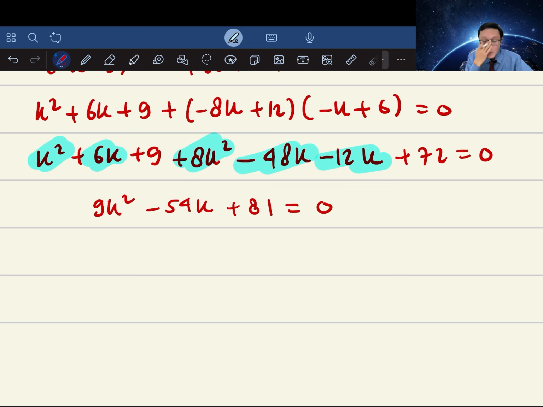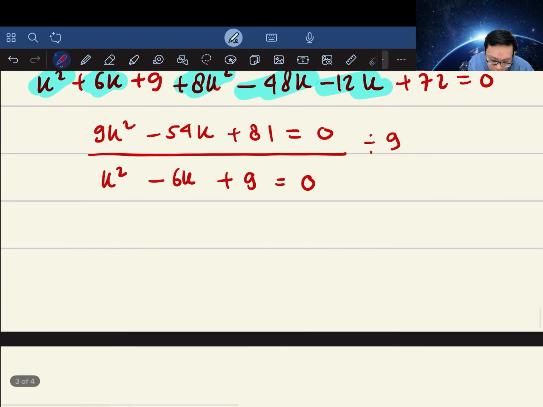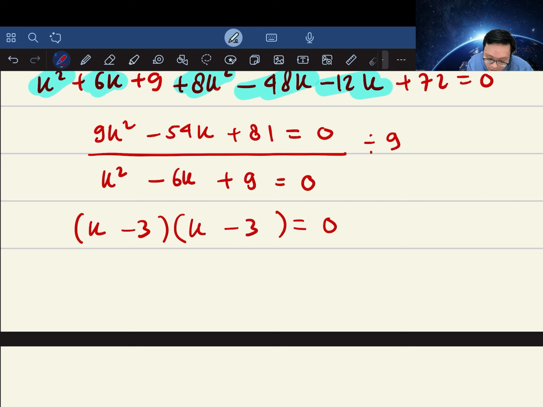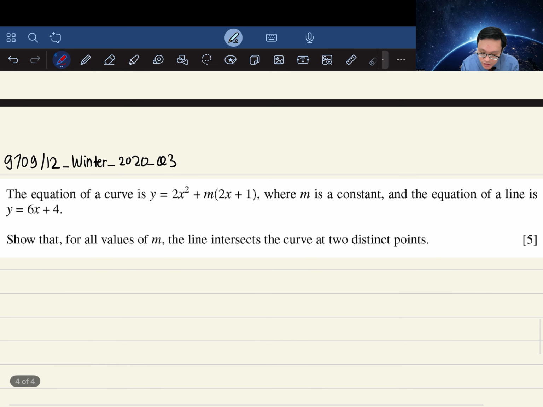equals to 0. And luckily, we can simplify them by dividing all terms by 9. So we get k squared minus 6k plus 9 equals to 0. If we factorize, you will get k minus 3 and k minus 3. So we only have one value of k for this case, which is k equals 3. So that's the solution. Move on to the next question here.